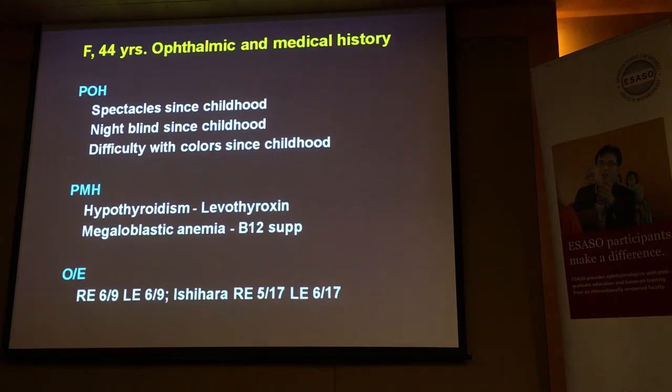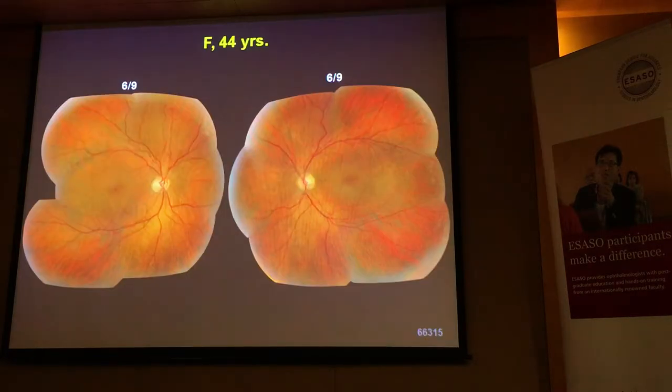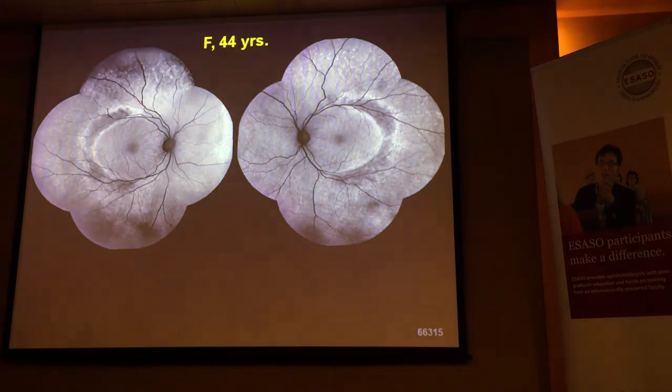So this is a patient, 44 years of age, spectacles since childhood, night blind since childhood, hypothyroidism, megaloblastic anemia, needing B12. And the referral came in: could this be an optic neuropathy? In fact, the EPs didn't show that. You look at the fundus, and it's pretty much unremarkable. But then when you do autofluorescence, you see something completely different.